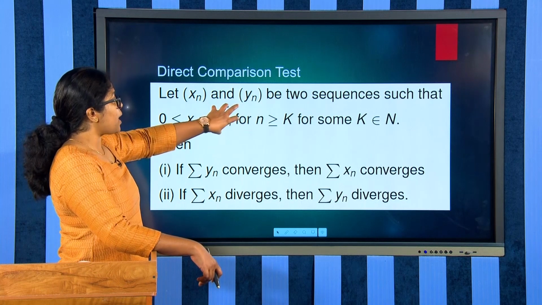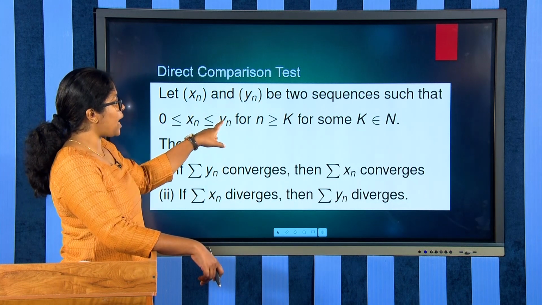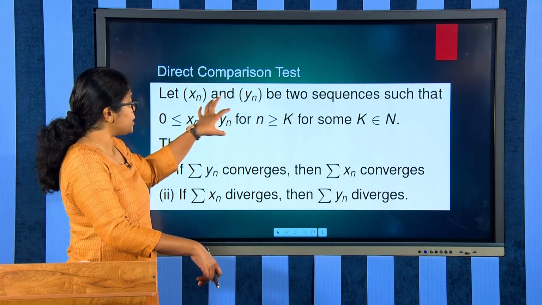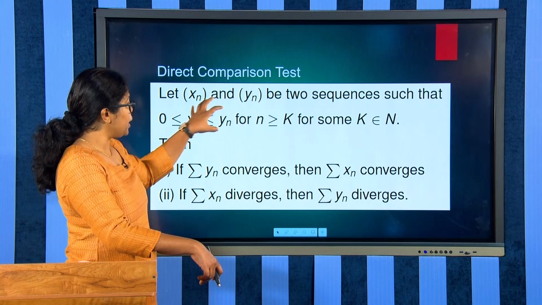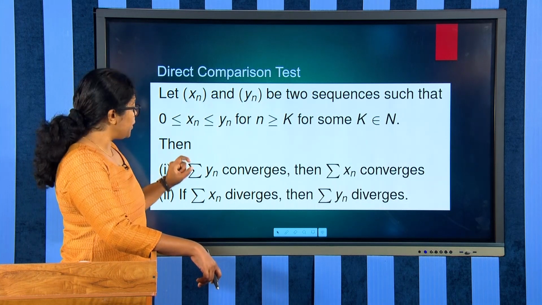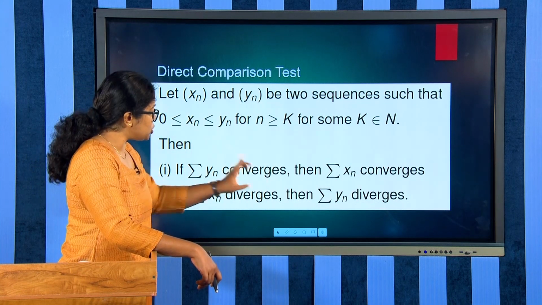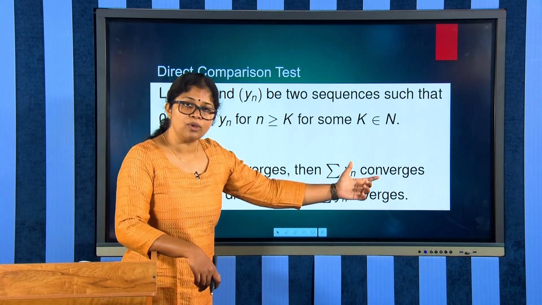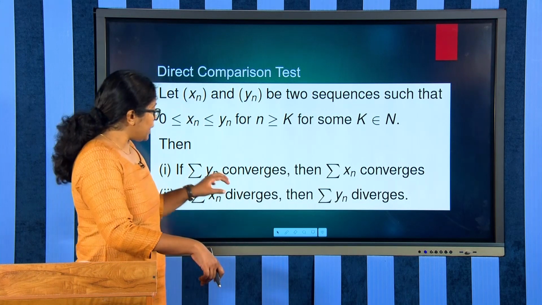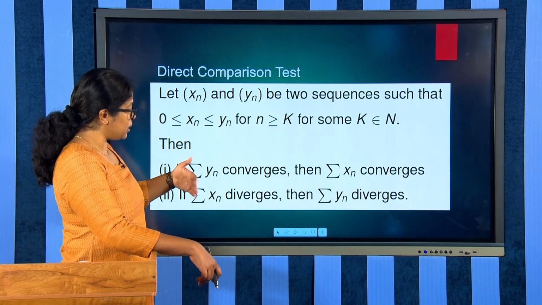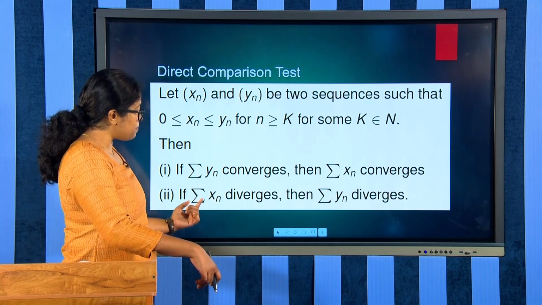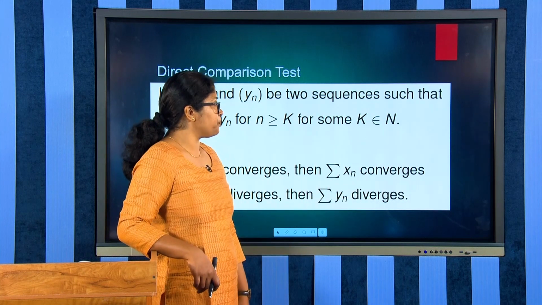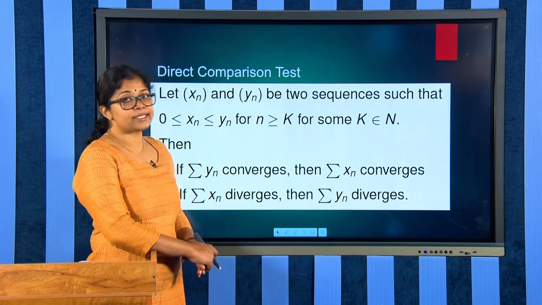Then if we add a term which is larger than xn, we are getting a larger series on this side and a smaller series on this side. So, if the larger series summation yn converges, then automatically the smaller series also converges. And in the reverse order, if sigma xn diverges, then sigma yn diverges. So, this is the direct comparison test.